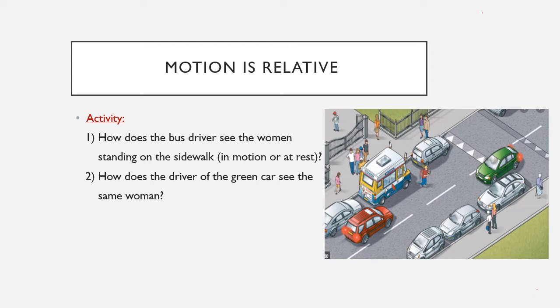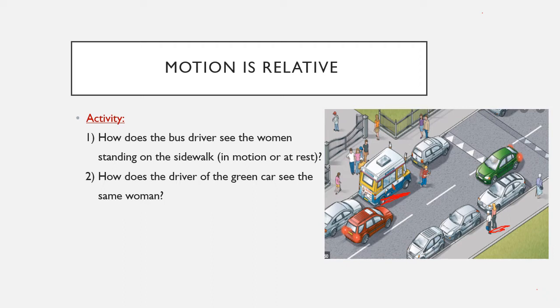This is the bus. And this is here the woman. In your opinion, does the bus driver see the woman in motion or at rest? The answer will be he sees her at rest, which means fixed, does not move.